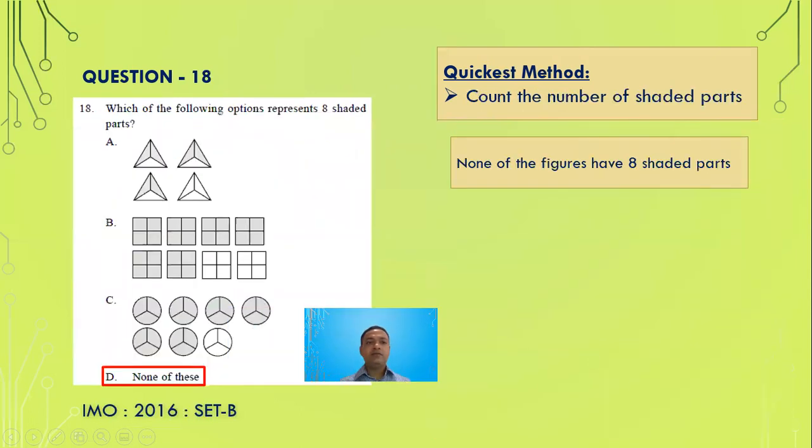Question number 18. Which of the following options represent 8 shaded parts? Again, a very easy question. In which option are there 8 shaded parts? Here 1, 2, 3, 4, 5, 6: 6 shaded parts. Here there are 1, 2, 3, 4, 5, 6, and 4 sixes are 24 shaded parts. And here there are 1, 2, 3, 4, 5, 6, and 3 sixes are 18 shaded parts. In none of the figures are there 8 shaded parts. It's a simple problem. So none of these.